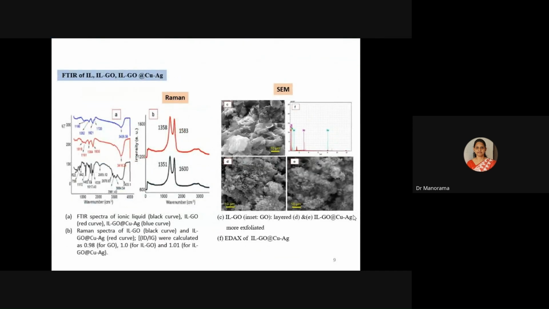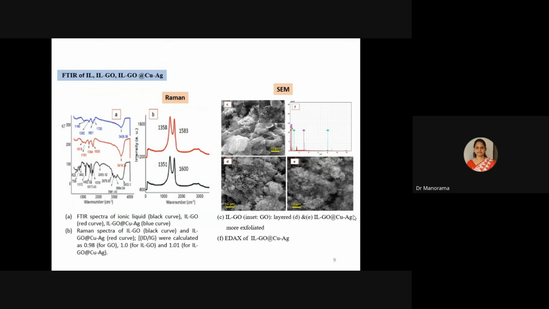First we characterized the material with FTIR, Raman, SEM, and other techniques. In the FTIR spectra, we confirmed that the ionic liquid has been functionalized on the GO, and then the CuAg combination formed the composite, which has been confirmed. Then when we studied the Raman spectra, we found that for the GO, if we calculate the ID by IG ratio, it is 0.98.